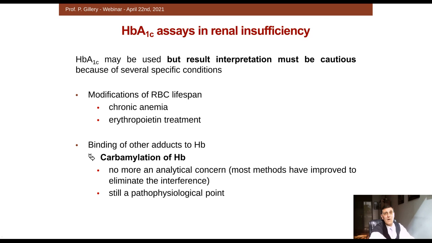Second example now, renal insufficiency. In patients with chronic kidney disease and renal insufficiency, HbA1c may be used, but result interpretation must be cautious because of several specific conditions of these diseases. First, there are modifications of red blood cell lifespan due to chronic anemia, but also to possible erythropoietin treatment.